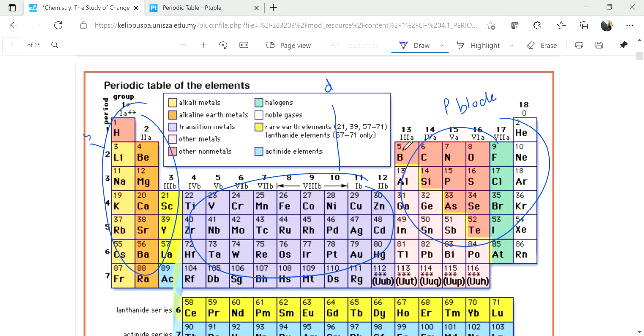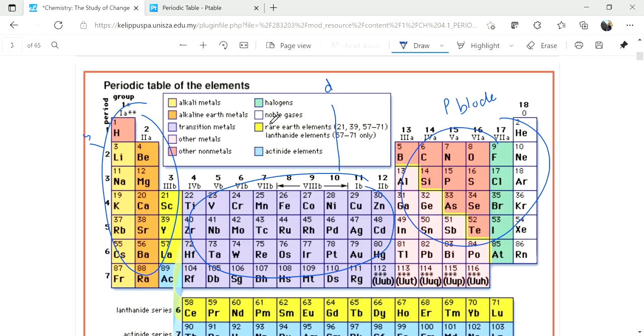How do we classify them as S, D and P block elements? Based on their valence electrons, based on their electronic configuration. From the electronic configuration, we know their valence electrons, so then we can classify them based on their valence electrons. For all the elements in the S block, the valence electrons are in the S orbital. All the elements in the P block, the valence electrons are in the P orbital.